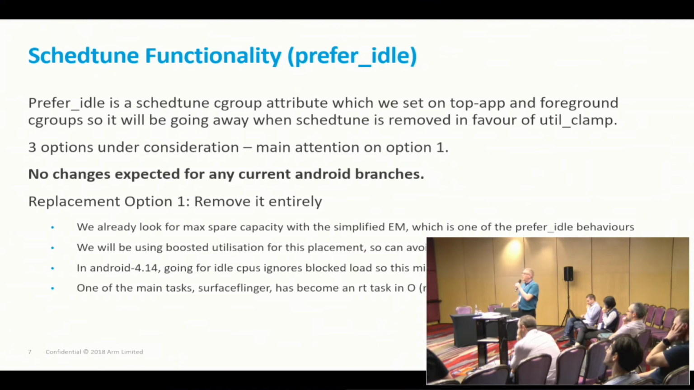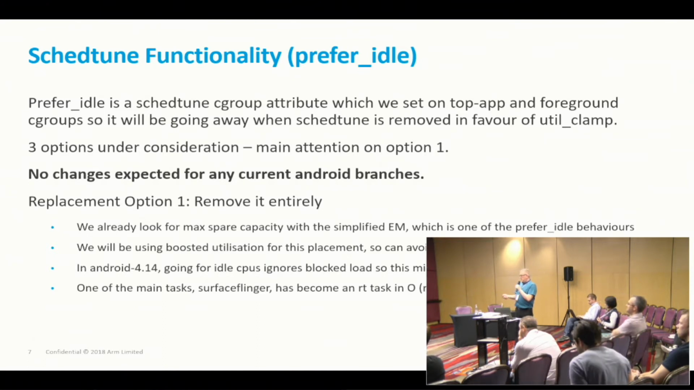So, speaking of prefer idle, this is just a cgroup attribute, so it's basically a flag that we mark on threads that belong to the top app and the foreground cgroup. And obviously, if we don't have Schedtune, it disappears, so we have to come up with an alternative. The first alternative that we're investigating at the moment is basically to get rid of the whole concept.